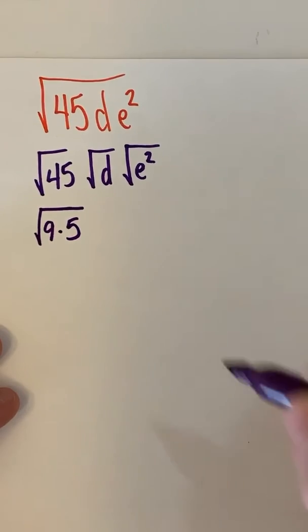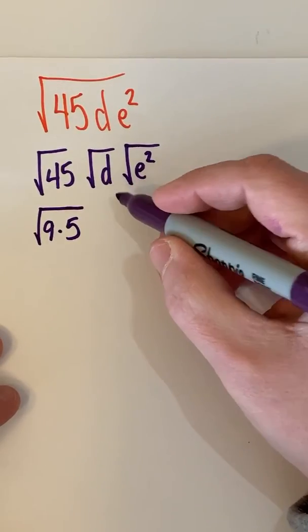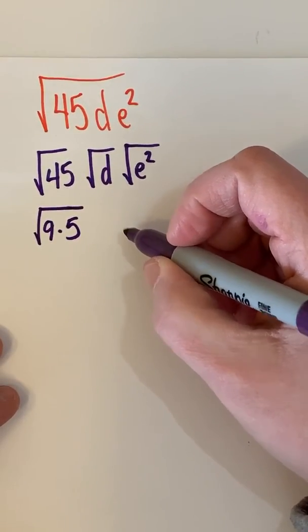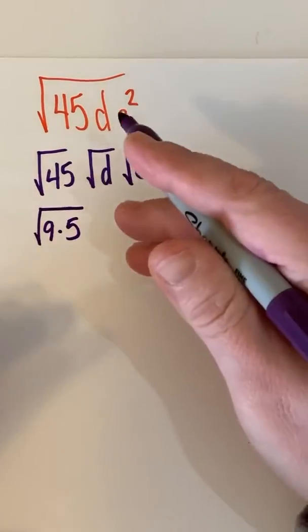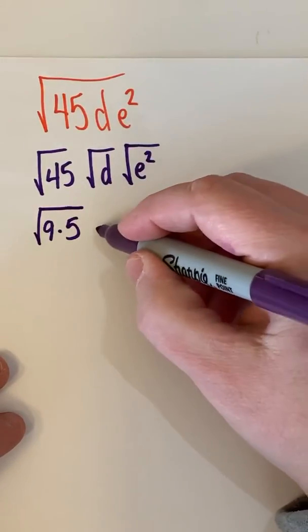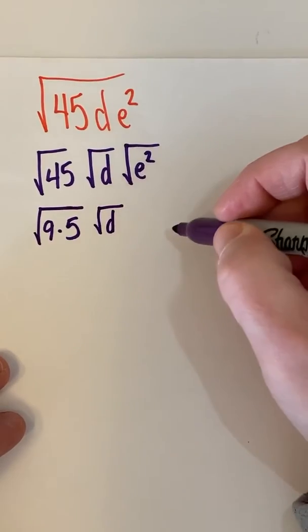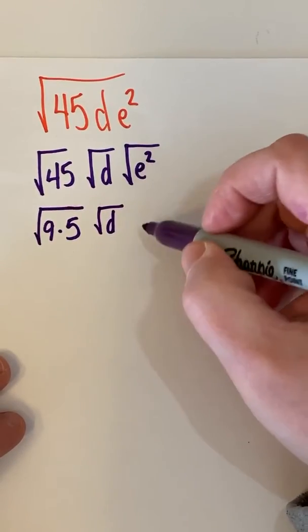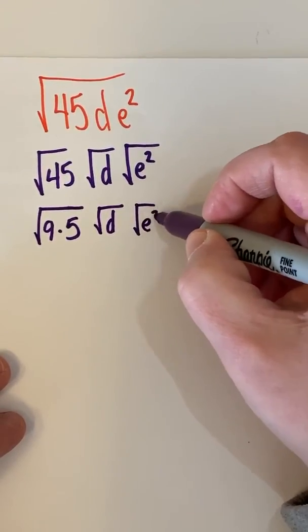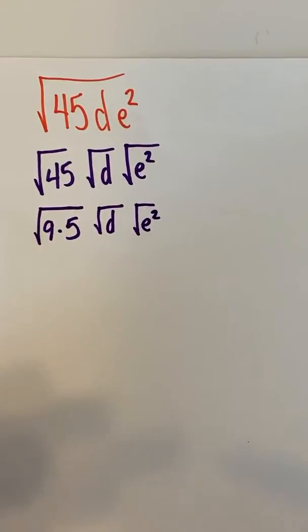a multiplication problem. Now D is an odd exponent, but there's nothing we can simplify it to or break it down into, so it just stays the square root of D. E has an even exponent, and that's going to be a perfect square, so that also stays. Now we're going to go ahead and pull out the perfect squares and leave behind the non-perfect squares.